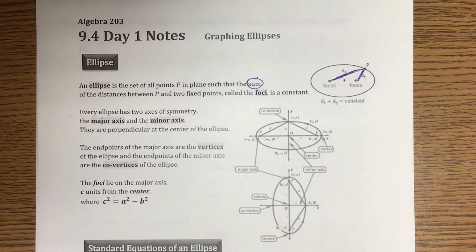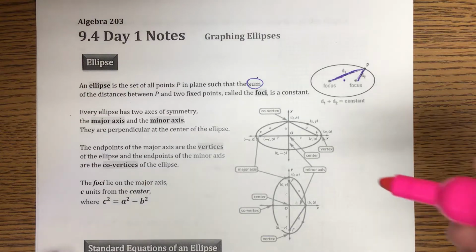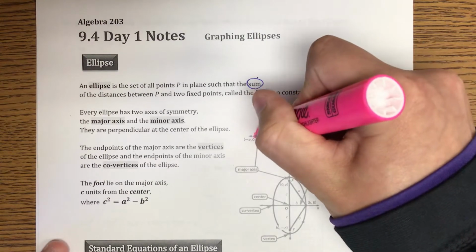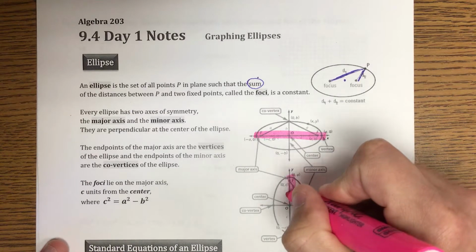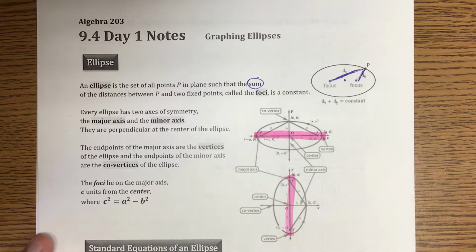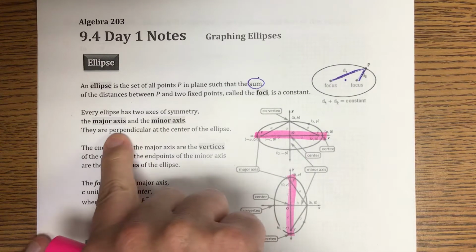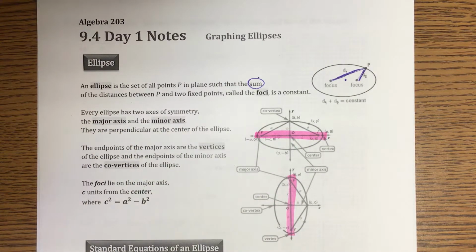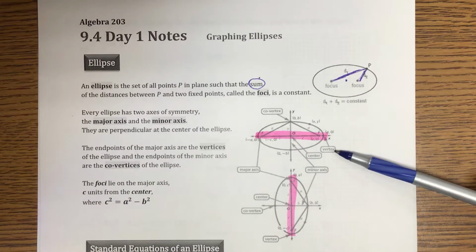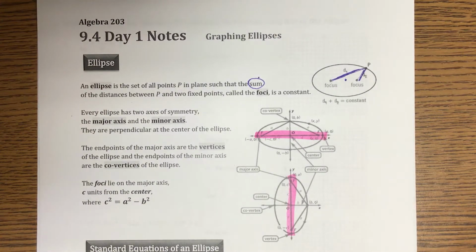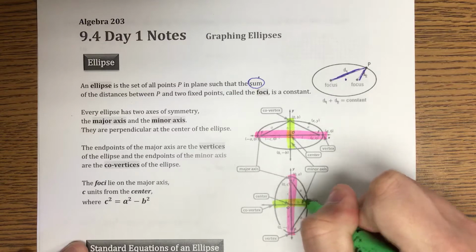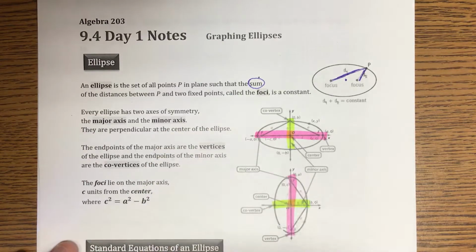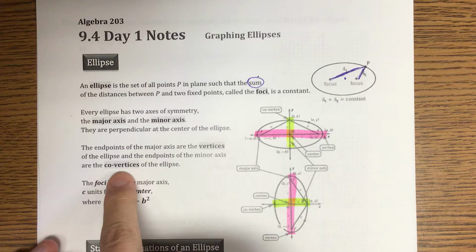The part of the ellipse that holds the center and each focus, so this right here, or if my ellipse is more vertical, this right here, the line that holds the foci is called the major axis. And the endpoints of the major axis are called the vertices. The other part of the ellipse that does not have the foci, so either this one or this one, that is called the minor axis, and its endpoints are called the covertices.